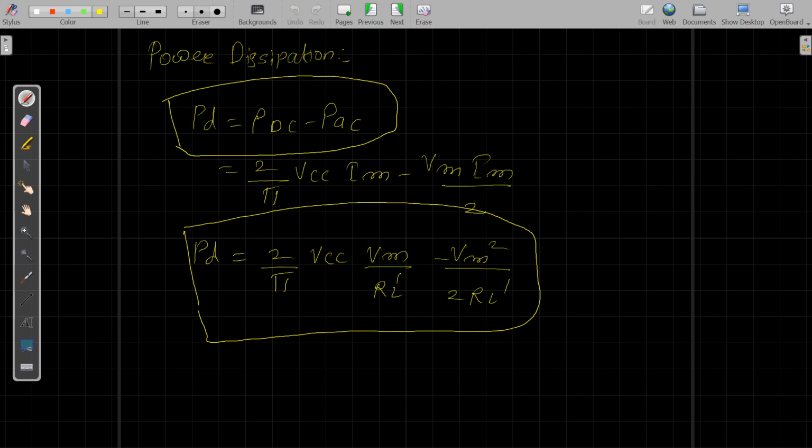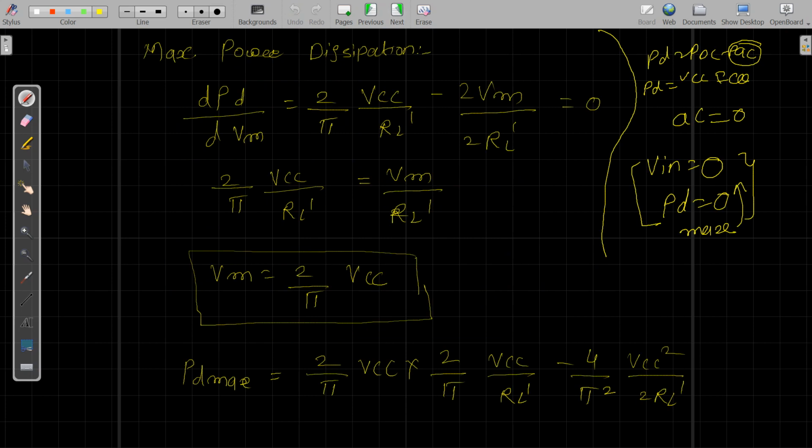So if you see here, what is this? PD equals 2 by pi VCC into Vm by RL dash minus Vm square by 2 RL dash. For this power dissipation equation, I am differentiating with respect to Vm and equating it to 0, and then I'll get my maximum power dissipation. We can see that this complete term is constant, so if I rearrange, I can get my Vm equals 2 by pi VCC.